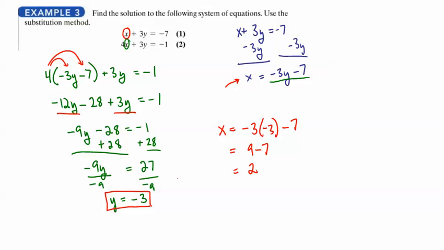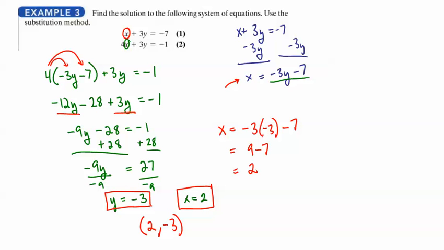So y is equal to negative 3. X is equal to 2. And so the solution, remember we have to write the x first. The solution is 2 comma negative 3.